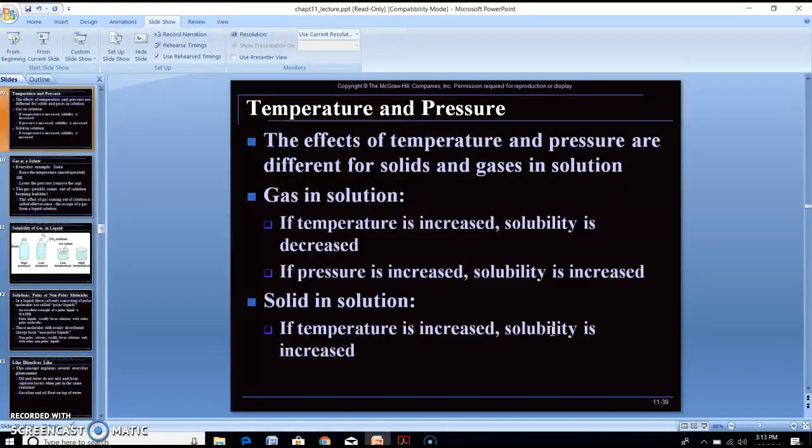Temperature and pressure. The effects of temperature and pressure are different for solids and gases in solution. So for gas in solution, if temperature is increased, the solubility is decreased. If pressure is increased, the solubility is increased. This is opposite to solids when you add them to the solvents. In a solid in solution, if temperature is increased, the solubility is increased.